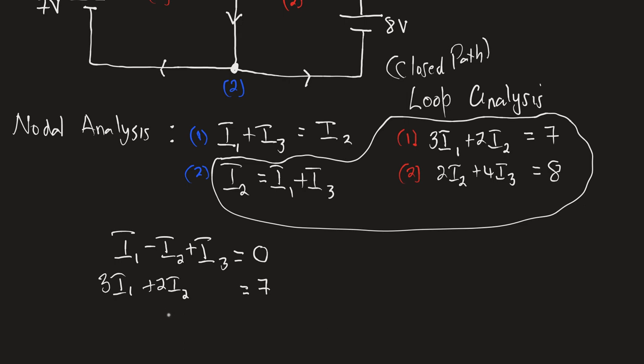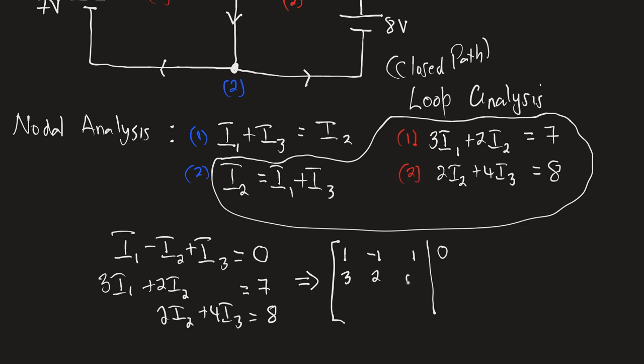And then finally, the third equation, the second of our loop equations, 2I2 plus 4I3 is equal to 8. And now, I love doing this because it takes this very physical thing. These basic networks are like the building blocks for all our devices. So 3, 2, 0, 7, and then 0, 2, 4, 8.